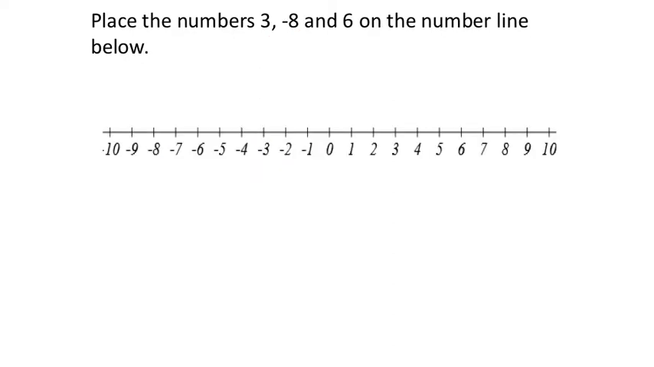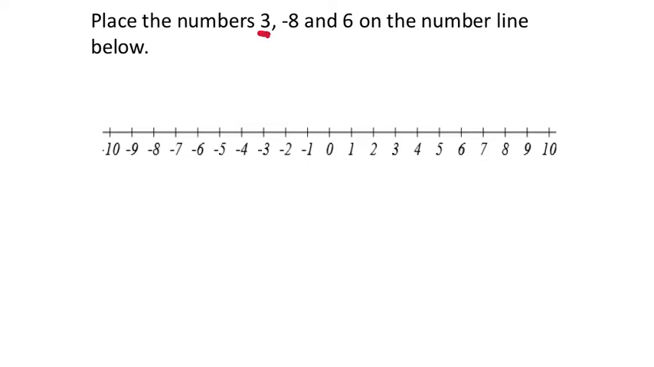Place the numbers 3, negative 8, and 6 on the number line below. Now remember, this will be important once we get to ordering the numbers from least to greatest, which we will do. But again, on the number line, numbers that are farthest to the right are considered bigger than numbers that are farthest to the left. So you may see a negative number that may seem like it's bigger, but actually the more negative it is, the less its value is. And we'll talk more about that later. But let's place these three values here on the number line.